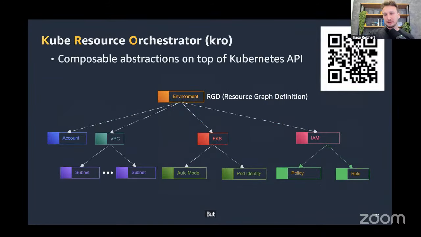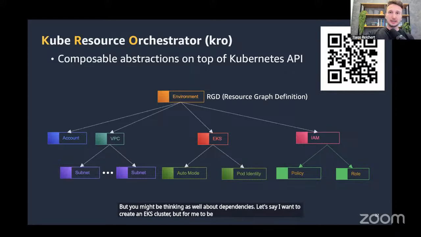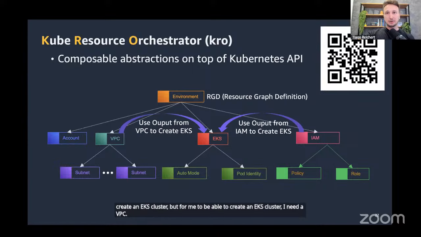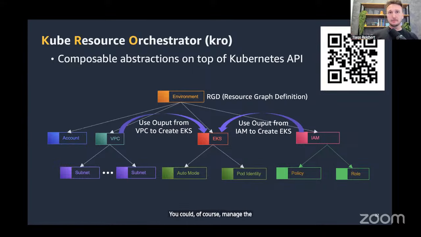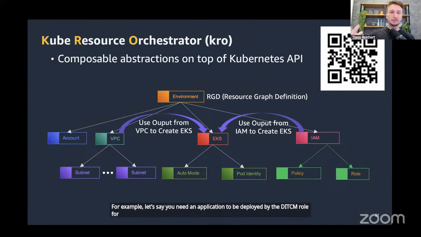But you might be thinking as well about dependencies. Let's say I want to create an EKS cluster, but for me to be able to create an EKS cluster, I need a VPC. You could, of course, manage the infrastructure pieces inside of Terraform itself with the dependencies, but let's say you have a dependency between application and infrastructure. For example, let's say you need an application to be deployed, but it needs a role for service account before it can be deployed. So how can you manage those dependencies?